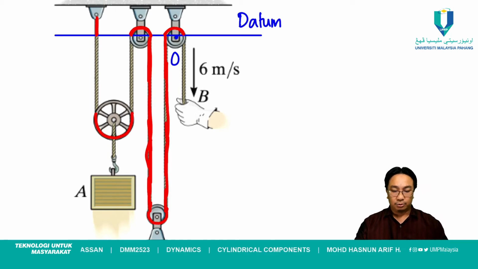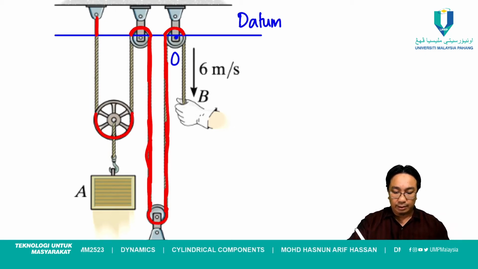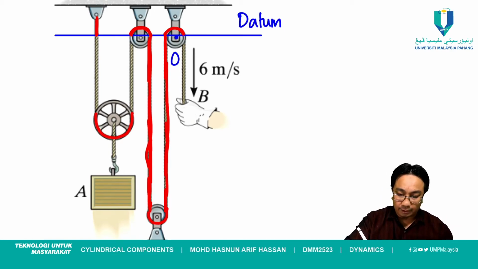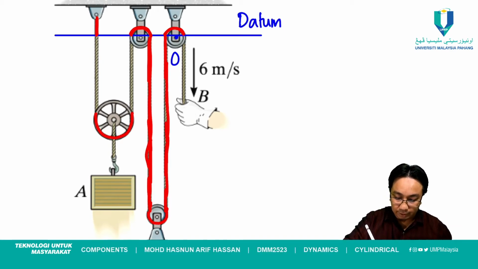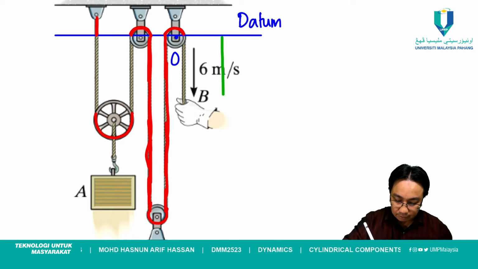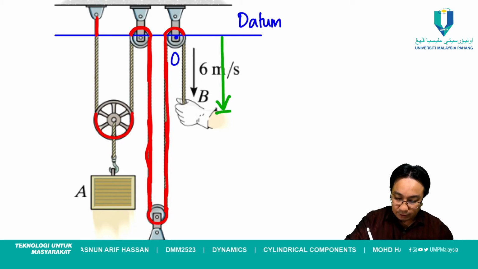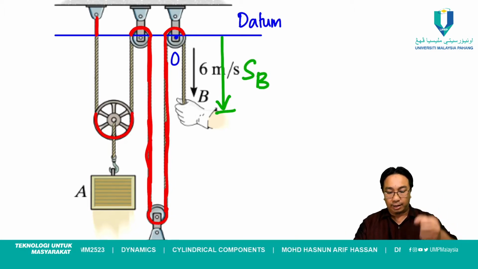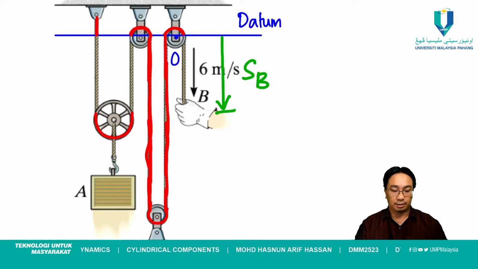Okay, so yang tinggal hanyalah tali yang 6 meter per second ini dan tali yang ini. Okay, so now kita akan define the position. This will be as B. Okay, position untuk point B, tangan yang nak tarik tu, 6 meter per second.